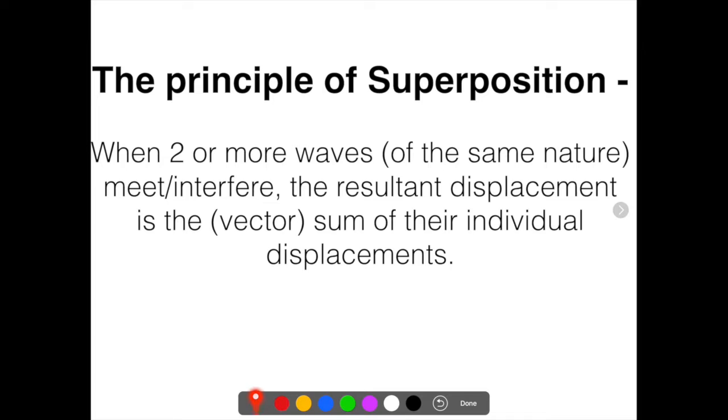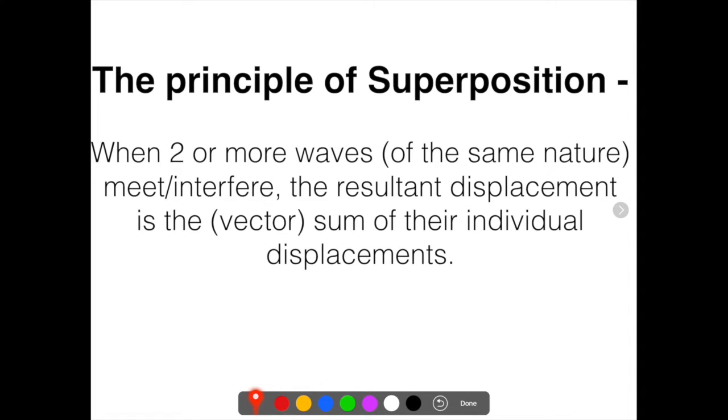All right, now the first thing that I want to point out is this whole definition. These are all important pieces. When two or more waves of the same nature meet or interfere, the resultant displacement is the vector sum of their individual displacements. And we're going to talk about this in detail a little bit more, but I want you to recognize what's going on here.